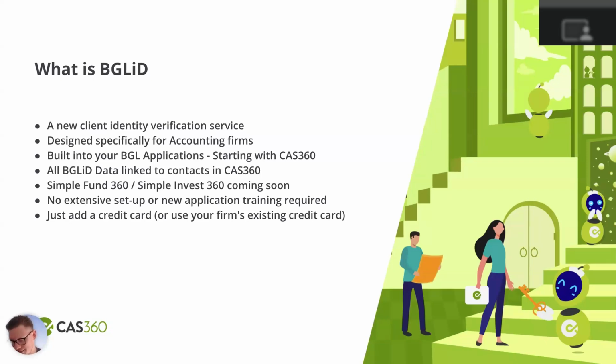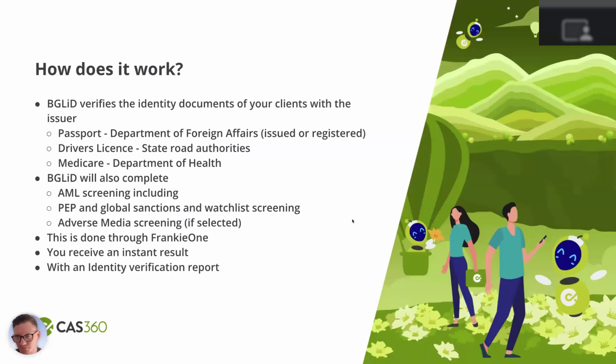If your firm already has a credit card attached to their BGL account, then it will use that, or a direct debit method, then it will use that. For BGLiD, we bill at the end of the first day of the next month, all of the transactions that took place in that previous month. So it's very easy to get started and start using.